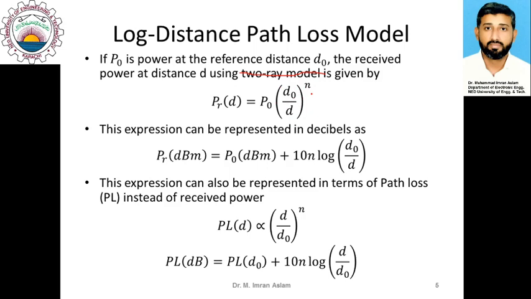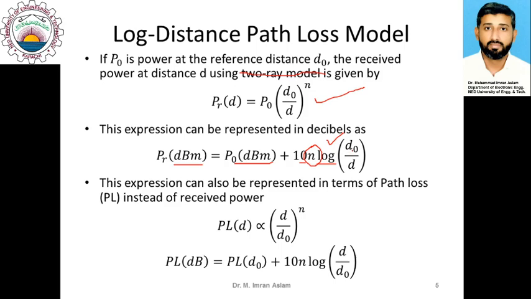We can also represent this equation in terms of decibels. So if we are using dBm unit, in that case P naught should be taken in dBm, and for d naught upon d we have to take log and multiply by 10, and you can see that this power n becomes this product because of the presence of the logarithm here.